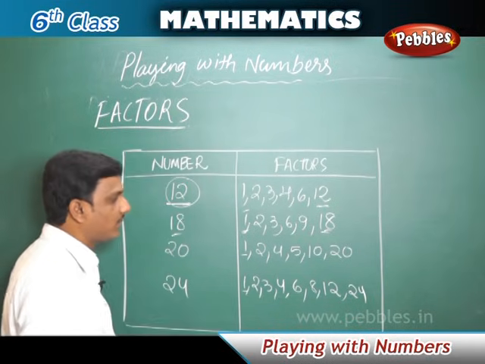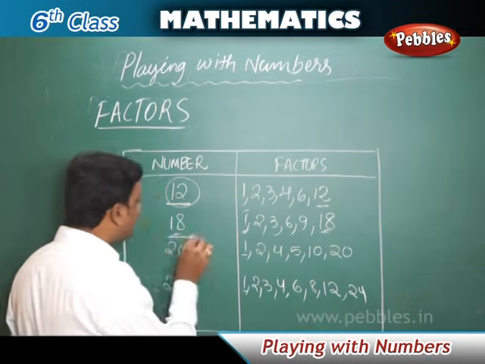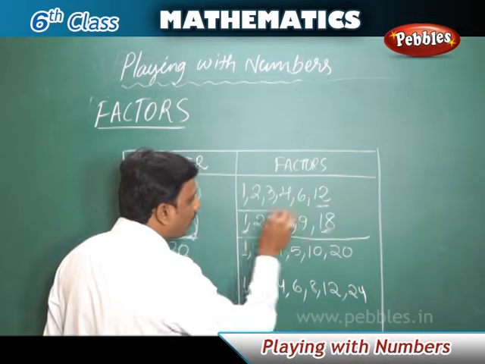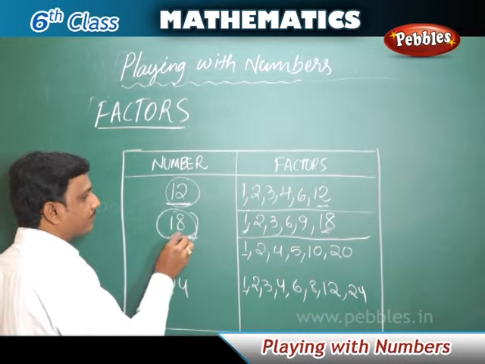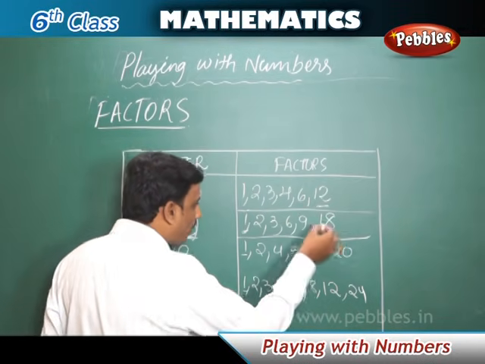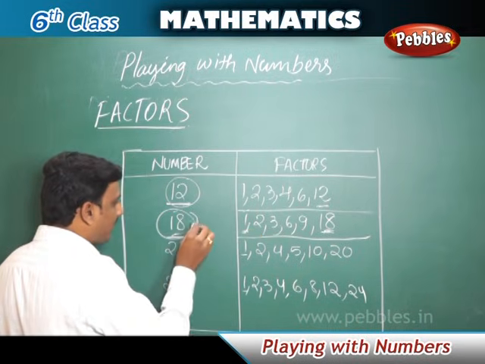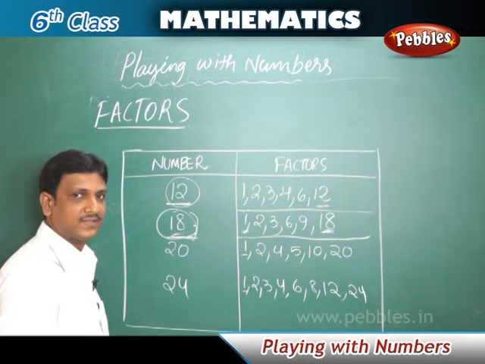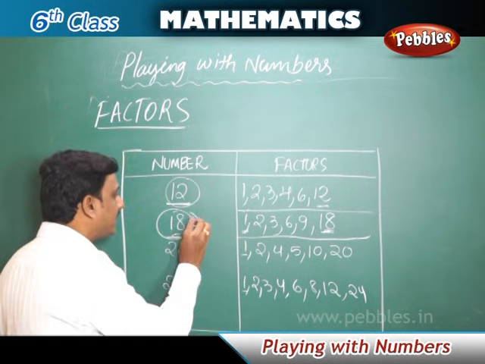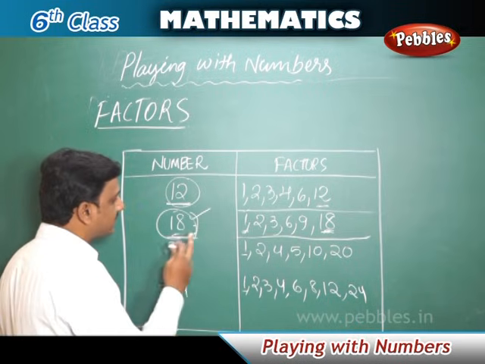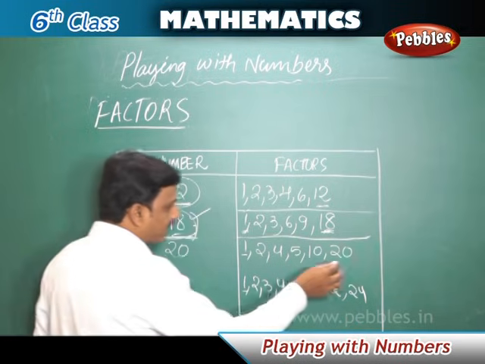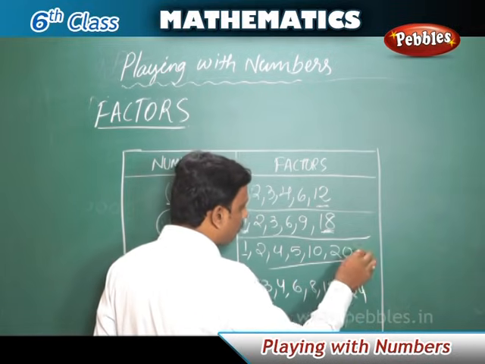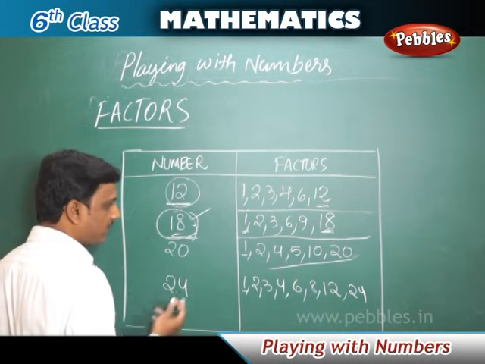And one more important thing we observe, the number itself is a factor and it is the greatest factor among all its factors. Say 18. 18 is the greatest factor among all its factors. So any number you take, whatever factors it may have, all the factors are equal to or less than itself. But no factor is greater than the number. For example, see 20. Its greatest factor is 20. We don't find some 22 or 23 here. So no number more than itself becomes a factor.